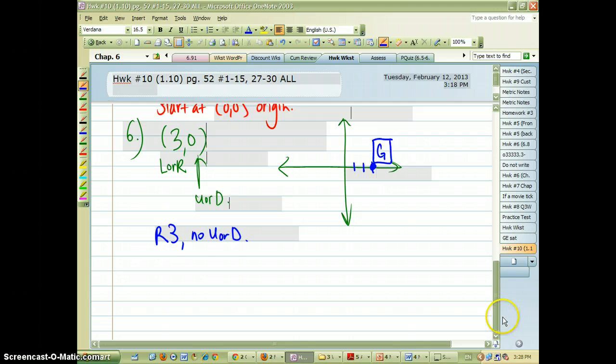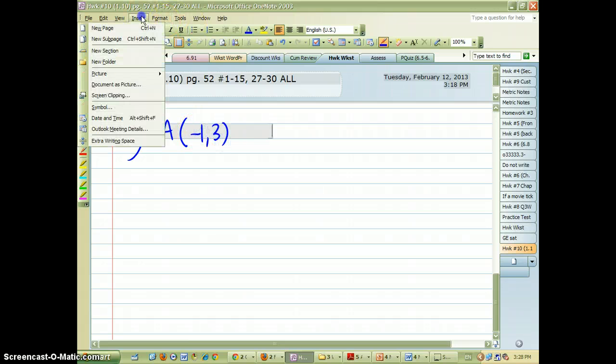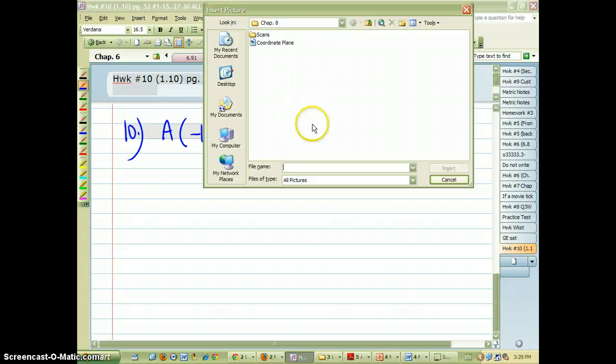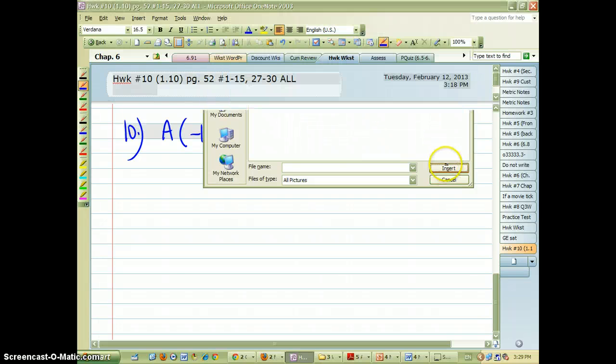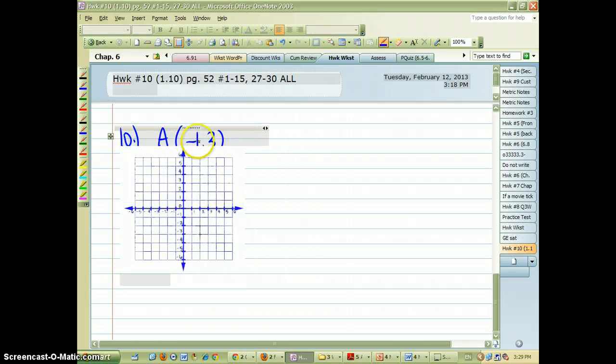So really, when you get to problem number 10, and you begin to graph the letter A, I'm going to graph letter A at -1, 3. When I go to graph that, let me get my graph here. Okay, there's my graph. Now, if I have -1, 3, then that tells me that -1 is going to be left or right, and a negative goes left, good. And then 3 positive would either be up or down. So 3 positive means up.